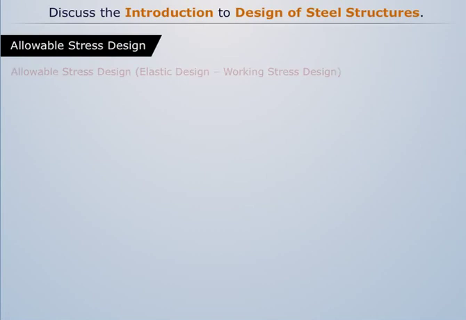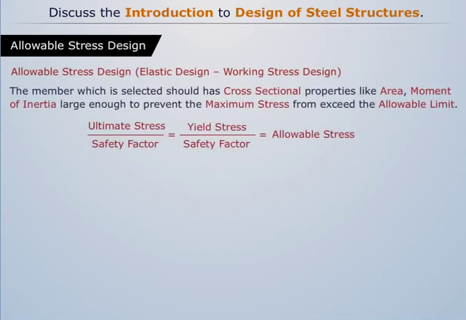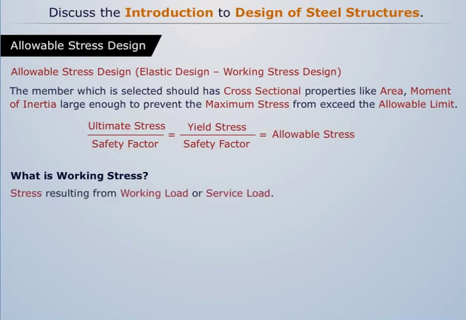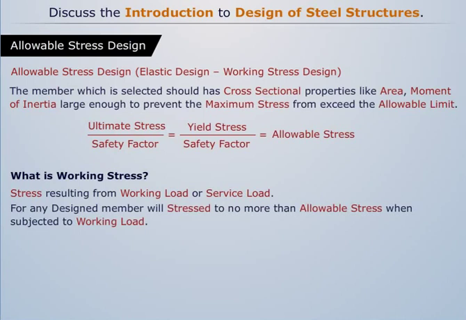In steel design, first sought is the allowable stress design. Here the member which is selected should have cross-sectional properties like area, moment of inertia, large enough to prevent the maximum stress from exceeding the allowable limit. What is working stress? Stress resulting from working load or service load. Any designed member will be stressed to no more than the allowable stress when subjected to working load.